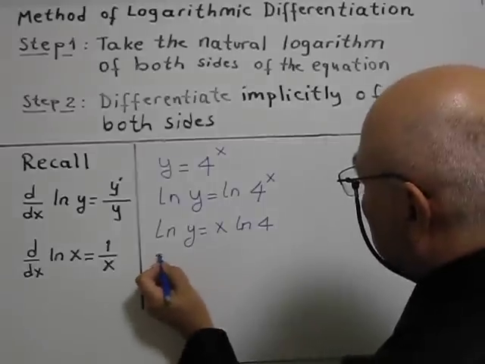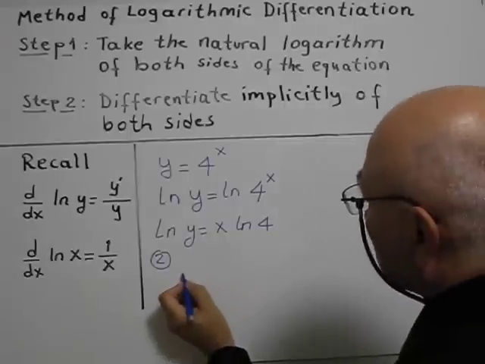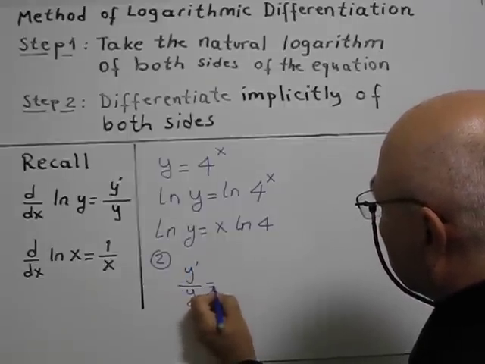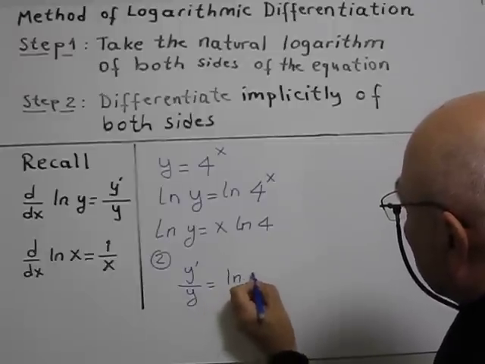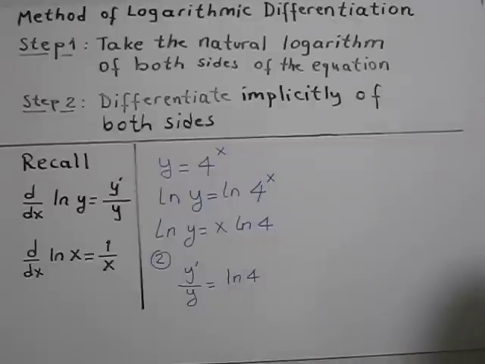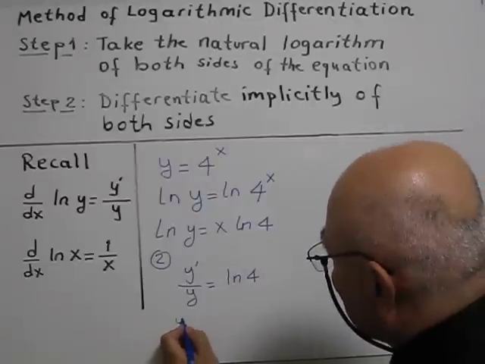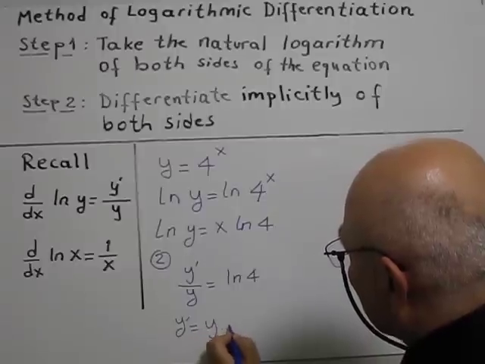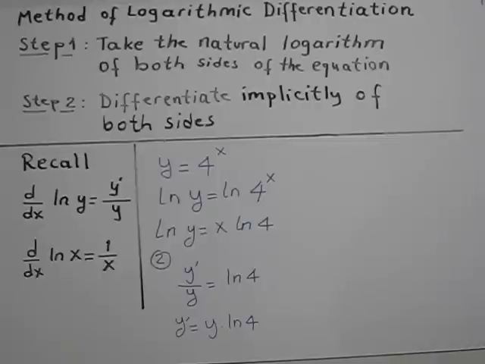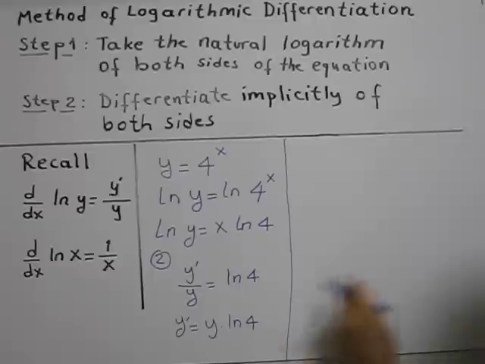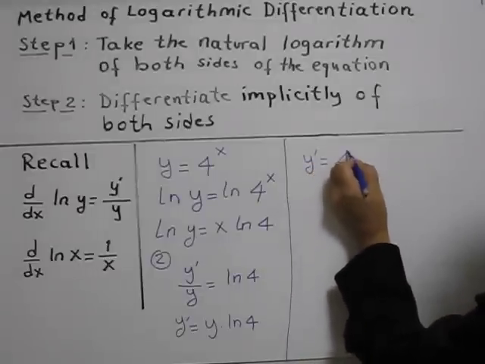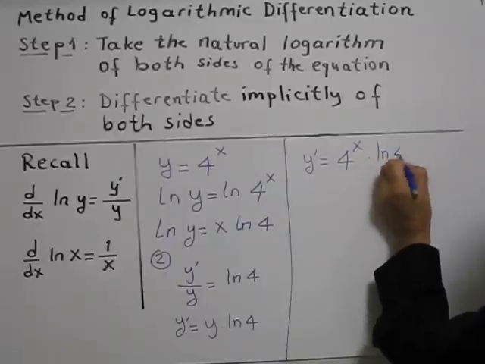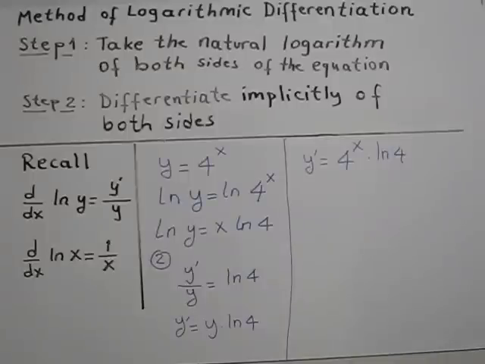So if I do the second step, the left side is y prime over y, the right side will be ln of 4, because this is a number basically. Okay, so if I multiply both sides by y, I get y times ln of 4. As you know, y is this one, so we replace y by this: y prime equals 4 to the power x times ln of 4. So this is the final result of the derivative.